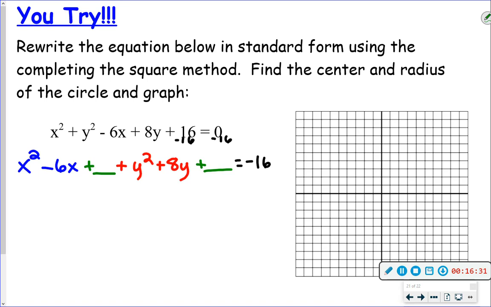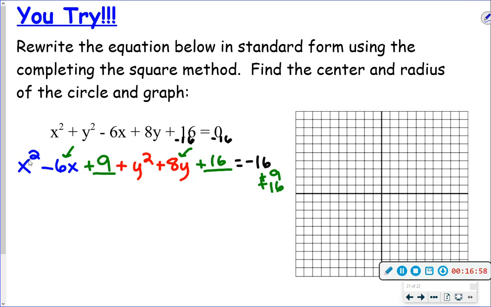Mental math, we're looking at the 6 here. Half of 6. Don't yell at half of 6. 3 squared. 3 squared is 9. Add it to the other side. Now I'm going to complete the square on 8. What's half of 8? Squared. Any questions on the green numbers?